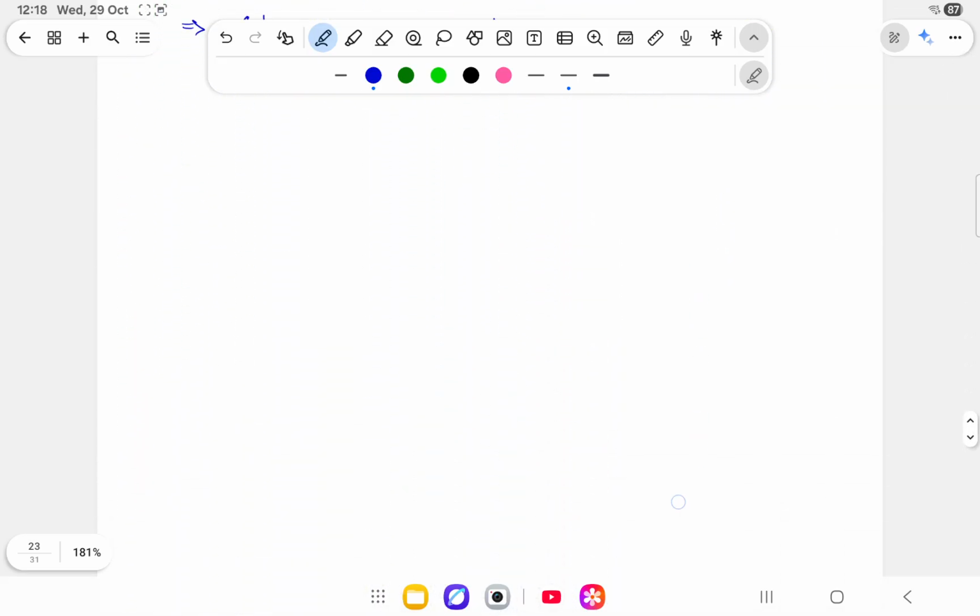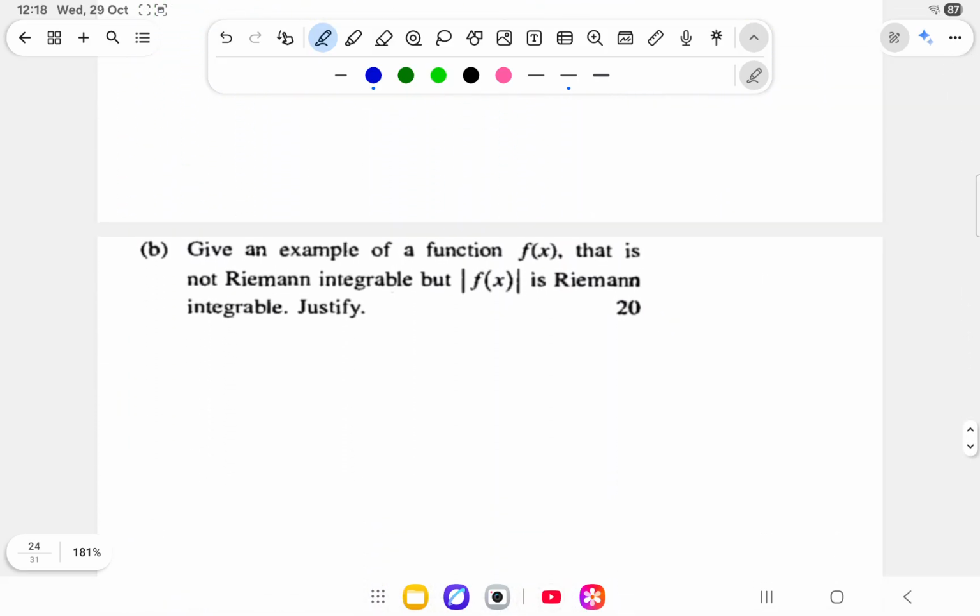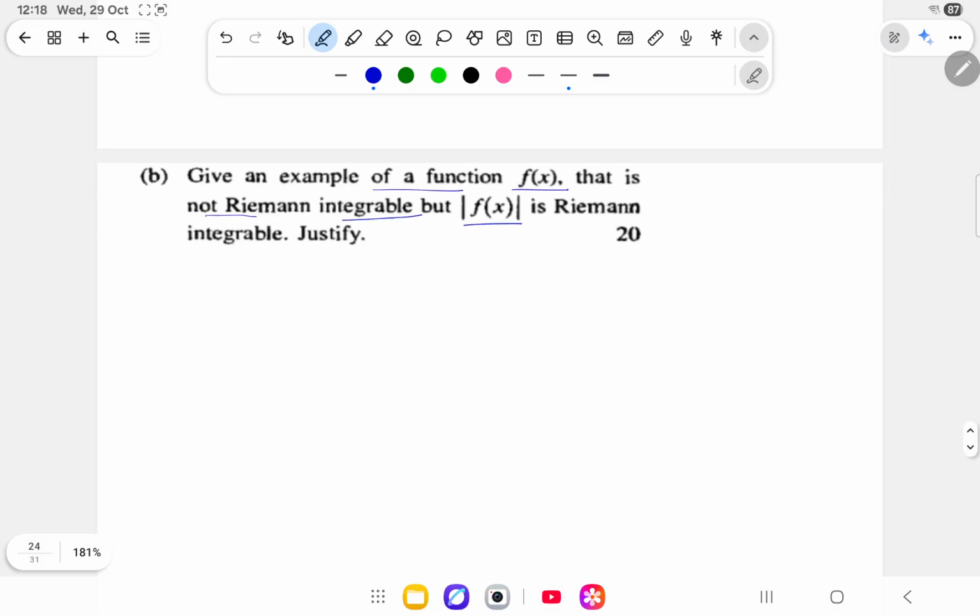So let's move on to discuss the next question. The next question asks us to give an example of a function f x that is not Riemann integrable but mod of f x is Riemann integrable. There are many examples of such a function. The easiest can be the Dirichlet function, which is defined as 1 when x is rational and minus 1 when x is irrational.